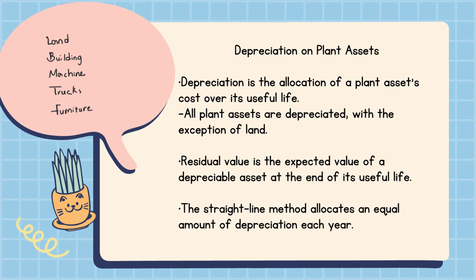Now what does depreciation mean? Depreciation is the allocation of plant assets cost over its useful life. Okay? So all plant assets are depreciated with the exception of land. So land will never be depreciated. Okay? Now what does that mean? For example, if I buy a car today for $20,000 and I'm using this car, can I sell it after 5 years at the same price? The answer is no, because I'm using this asset. So the value for this asset will go down because I'm using this asset.